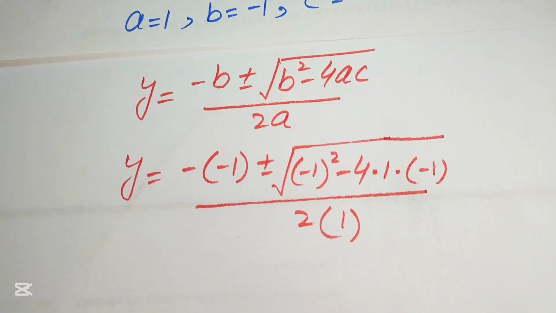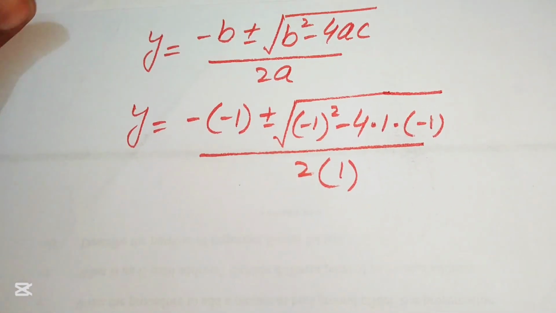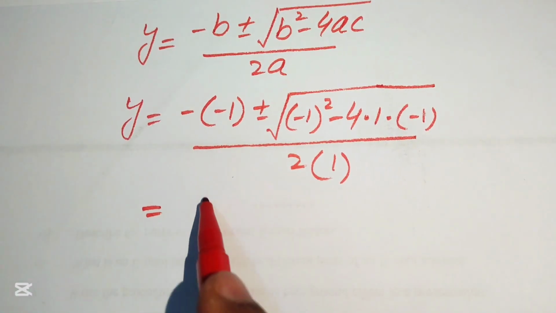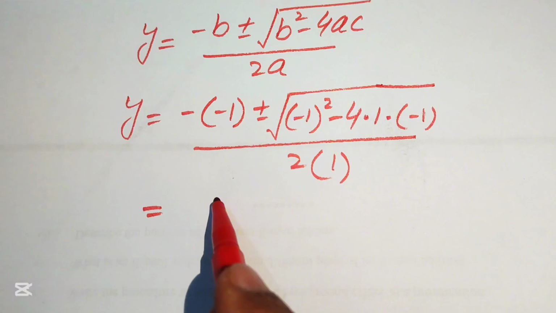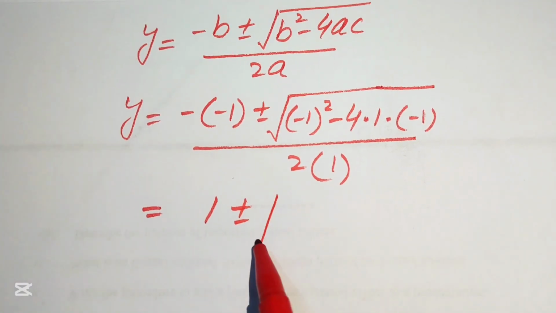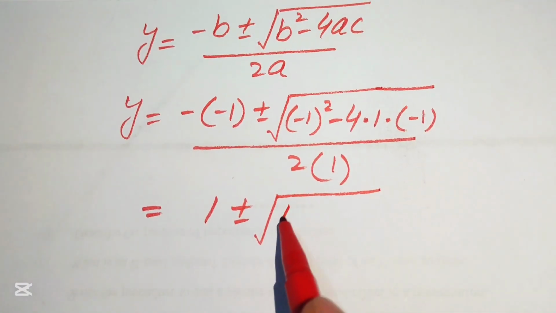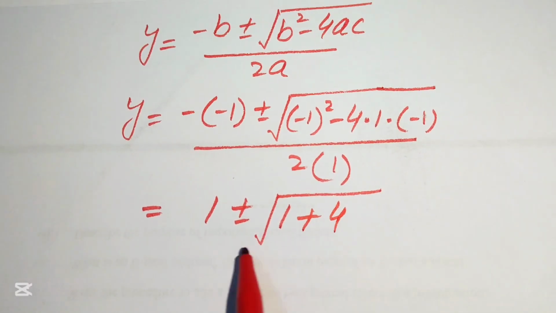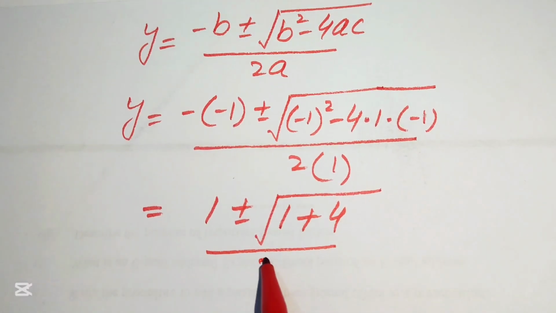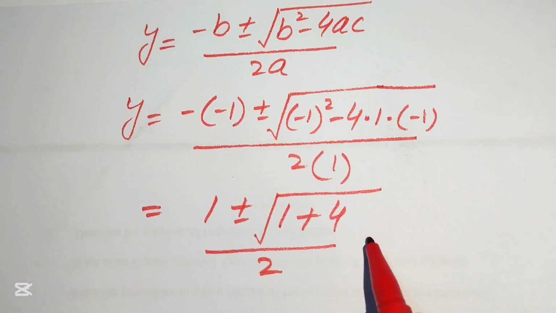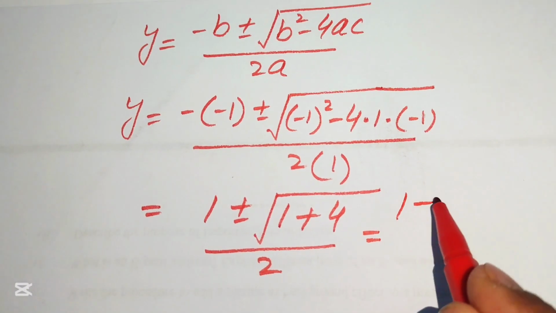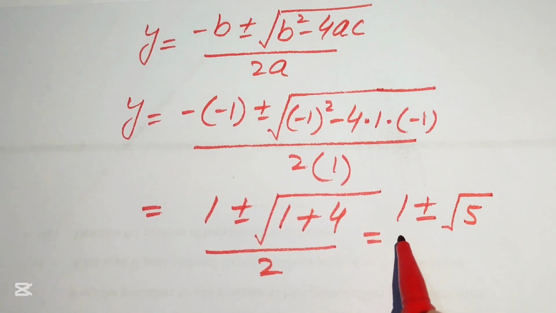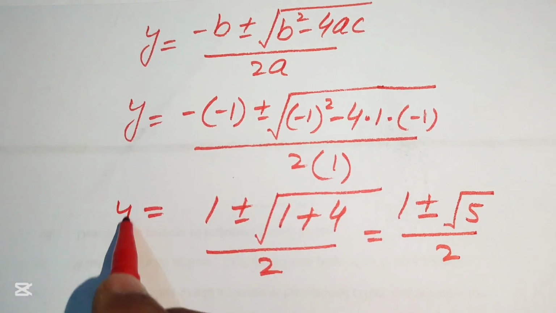So here our a is 1. So further we see here, we need to multiply these two exponents. So you get minus times of minus becomes plus 1 plus minus square root of minus 1 square equals to plus 1. This minus times of minus becomes plus 4 and it is divided by 2 times of 1 equals to 2. So here we write it as 1 plus minus square root of 1 plus 4 is 5 and it is divided by 2.